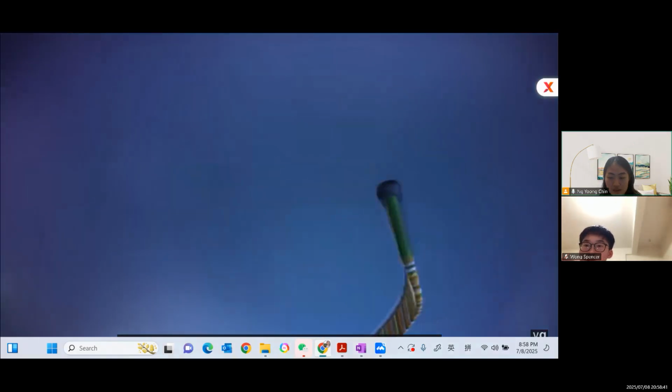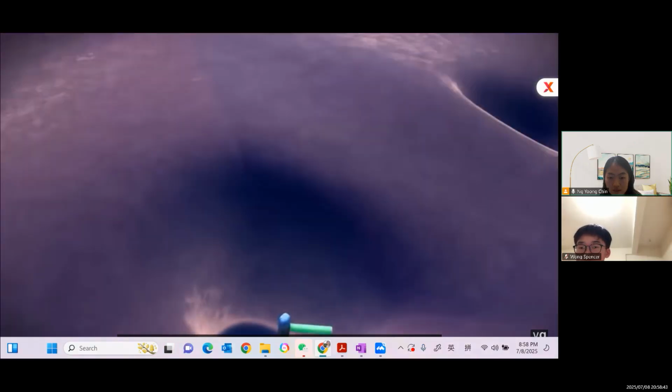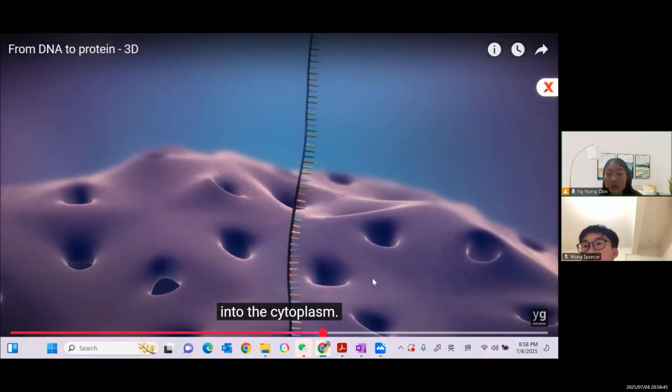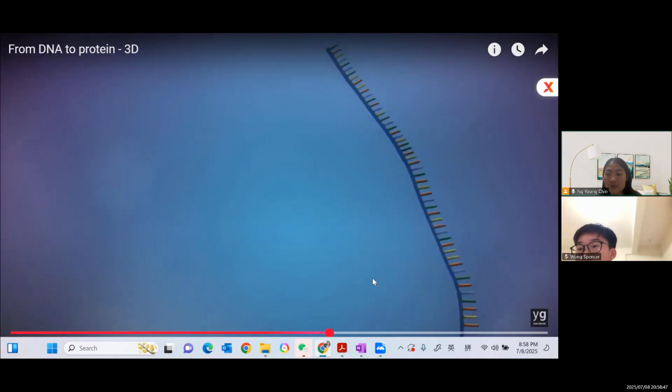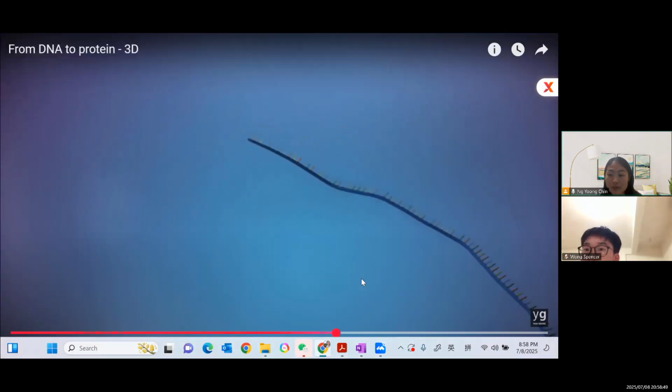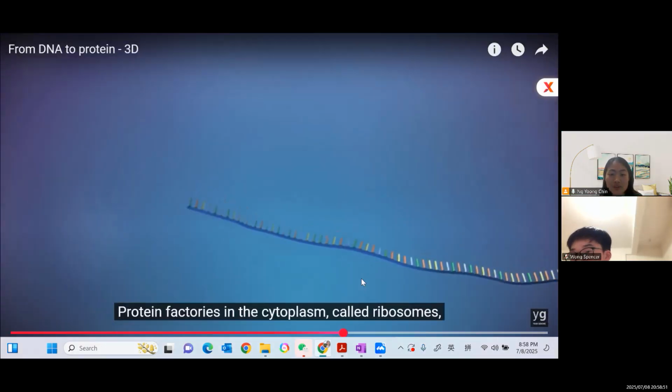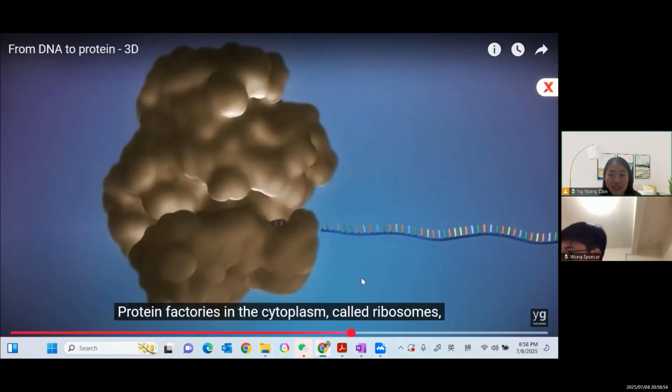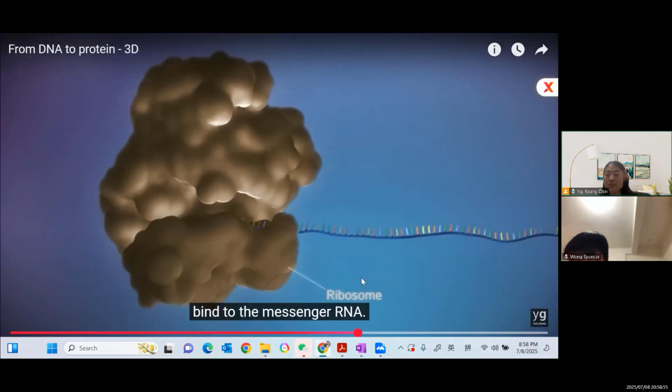The messenger RNA then moves out of the nucleus, going out through the nuclear pore into the cytoplasm. See, now they will bind to the ribosome. They go to find their protein factories in the cytoplasm, called ribosomes. The two ribosome subunits bind to the messenger RNA.